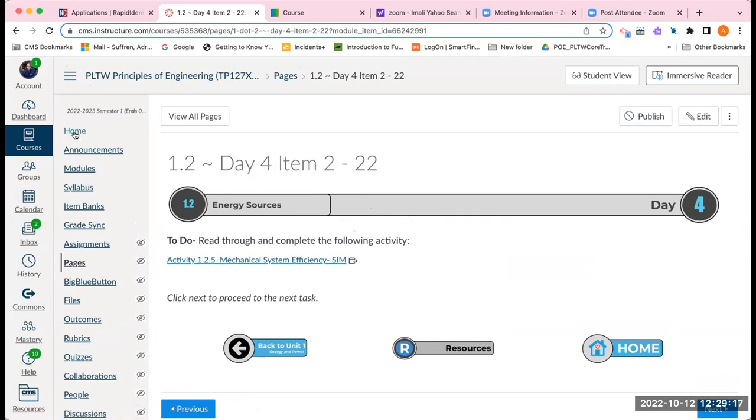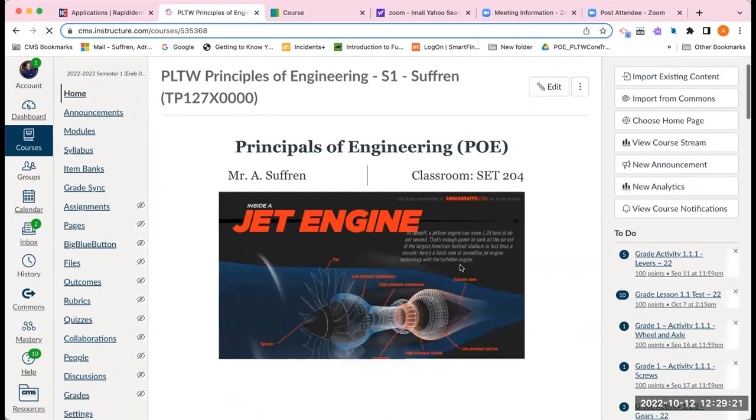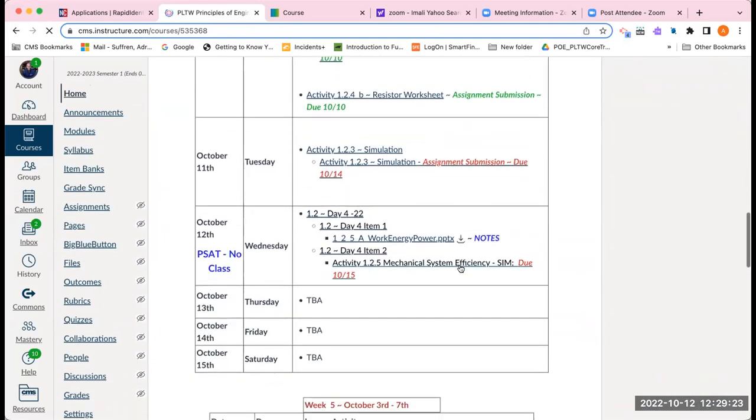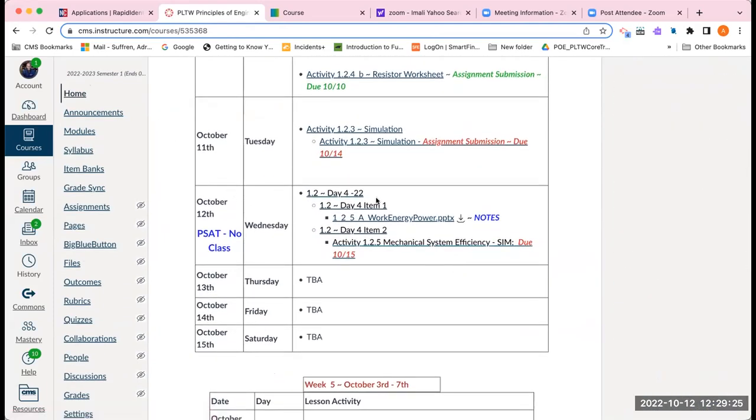Actually, let me just go home. I'm going to our specific day, day 4, item 2. In item 2, this is your assignment in the PLTW lesson: Activity 1.2.5, mechanical systems efficiency simulation, and that's due Saturday at 11:59 p.m.